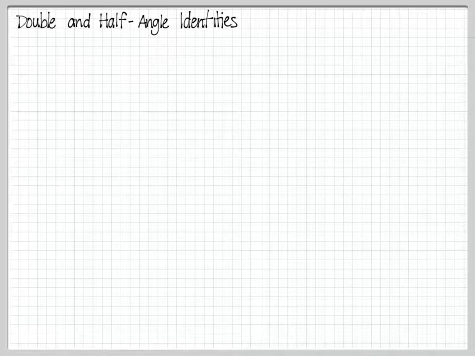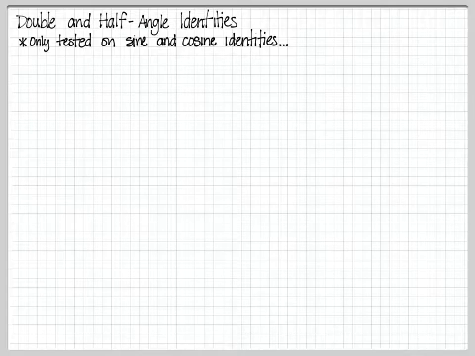Good afternoon, pre-calculus student. Today's lesson is on the next two sets of identity formulas, the double angle identities and the half angle identities. Note that you're only going to be tested on the sine and the cosine identities. I'm going to have listed the tangent identities, and then the reciprocal identities.